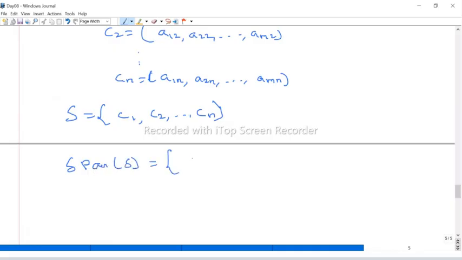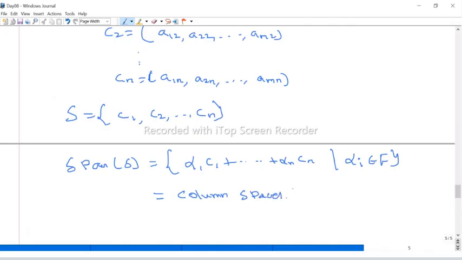That is all possible linear combinations alpha 1 C1 plus etc. plus alpha n Cn. C1, C2, Cn are fixed. I am varying only the scalars alpha i's from the scalar field F. Now clearly this forms a subspace. Actually this is called row space. Sorry, column space. So actually we call this column space, because we are using the columns to generate a subspace, so we call it column space. Instead of taking columns, we can take the rows.